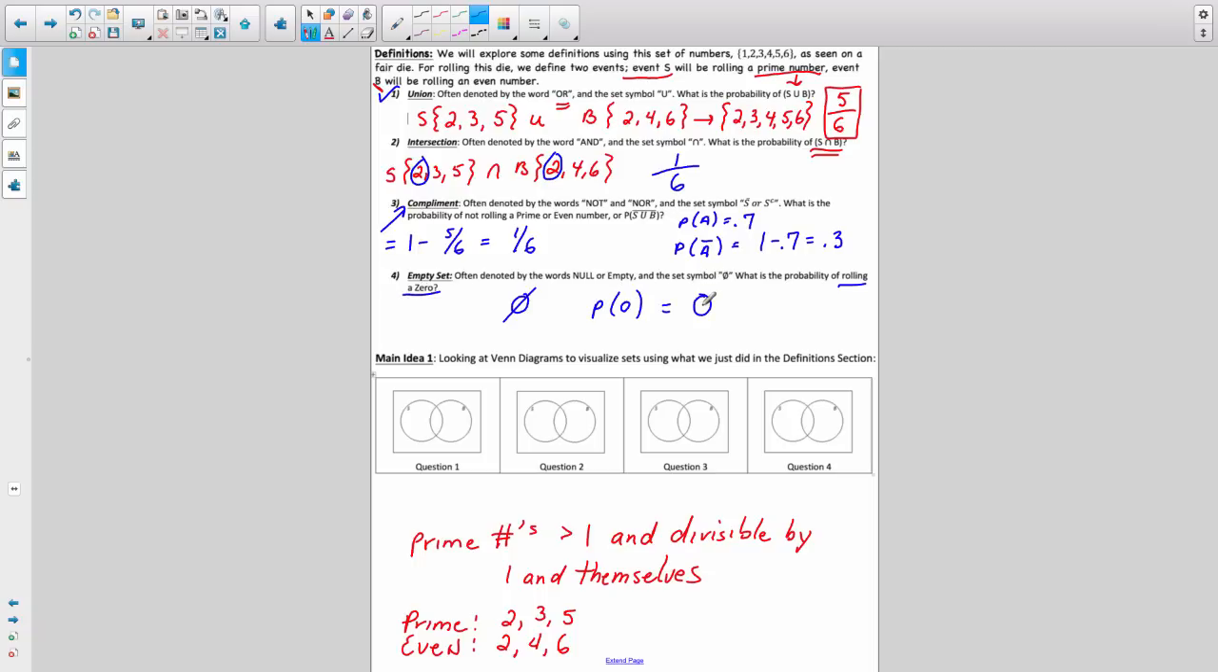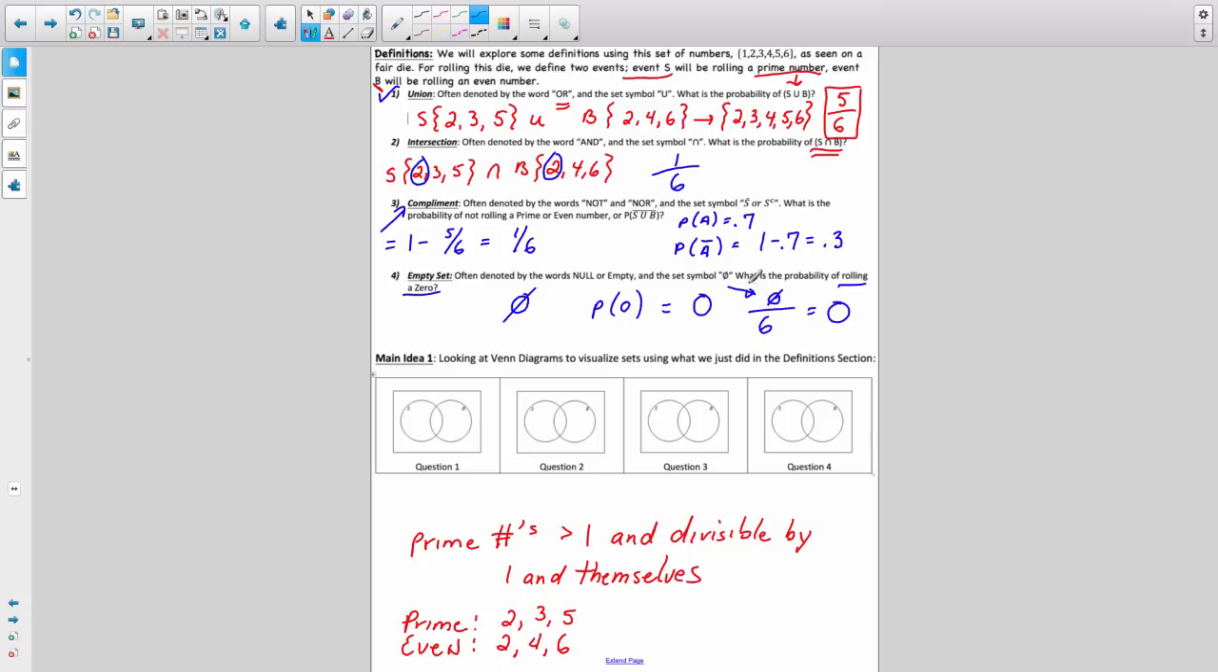Well, that's nothing. That is actually impossible because what are the set of 0 numbers? Well, that would be nothing. It's empty. Divided by how many numbers do we have altogether? 6. So there's nobody home. This is the symbol we use to represent nothing when you're talking about sets.